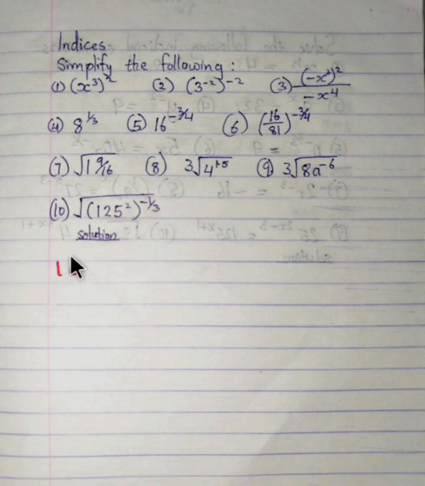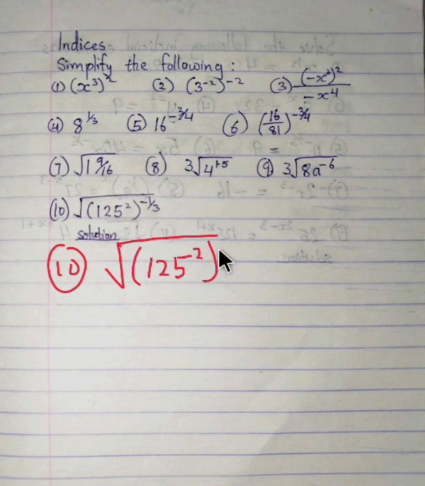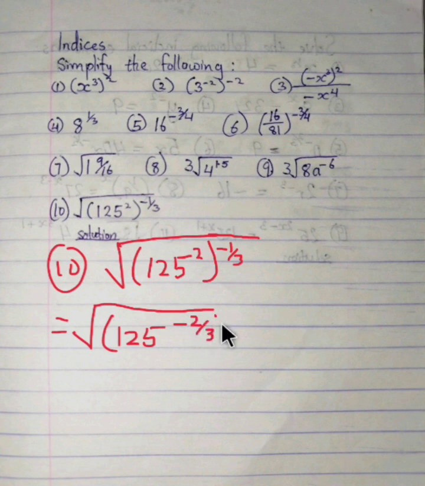Number 10, we have 125 raised to 2, bracket, minus 1 over 3. If we multiply the powers, we are going to have 125 raised to 2 times minus 1 over 3, that will be minus 2 over 3. Actually, you don't need this bracket anymore. So this is equal to 1 over 125 raised to 2 over 3.